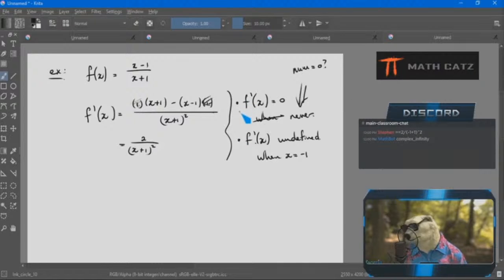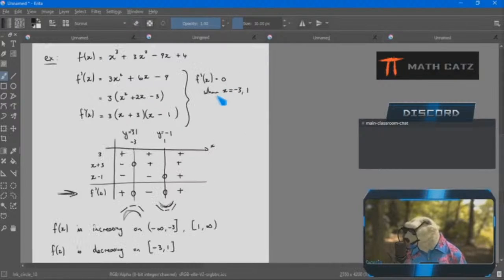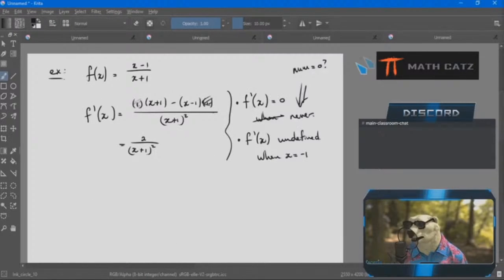I have to check where is the derivative 0. Okay, in this case, the numerator doesn't have an x in it, so never. But there are still interesting x values. And those are the ones that make the derivative undefined. So the polynomial didn't give me the full picture. There's more here that I have to check. Where is it 0? Where is it undefined? But of course, in the case of a polynomial, it's never going to be undefined. In the case of the rational function, it could be.